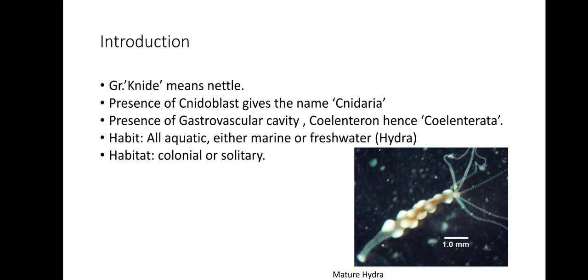Now, where do you find them? Almost all the members of these coelenterates are aquatic. That means they are found in water, and they are mostly marine, and a few of them are freshwater. A freshwater example is Hydra, a coelenterate found in freshwater. Their habitat is mostly colonial, but some are even solitary. Once again, you can take the example of Hydra or Aurelia jellyfishes. So they are solitary, whereas corals are colonial in their habitat.